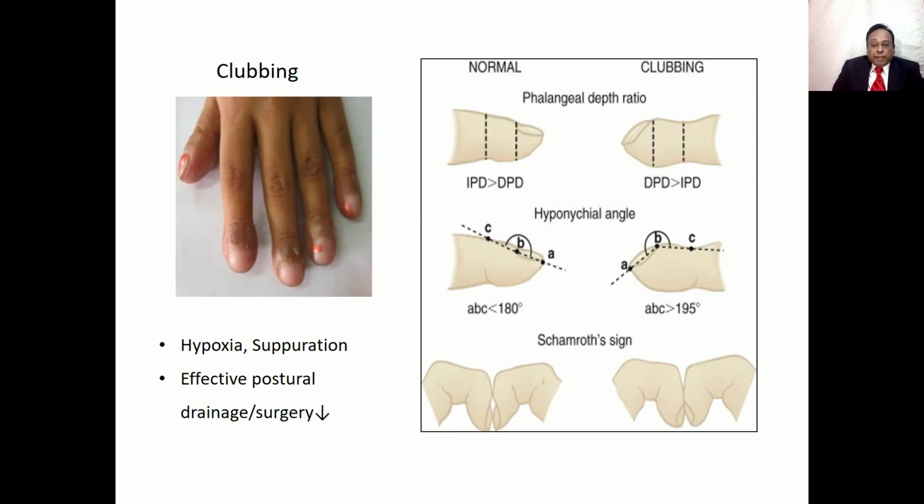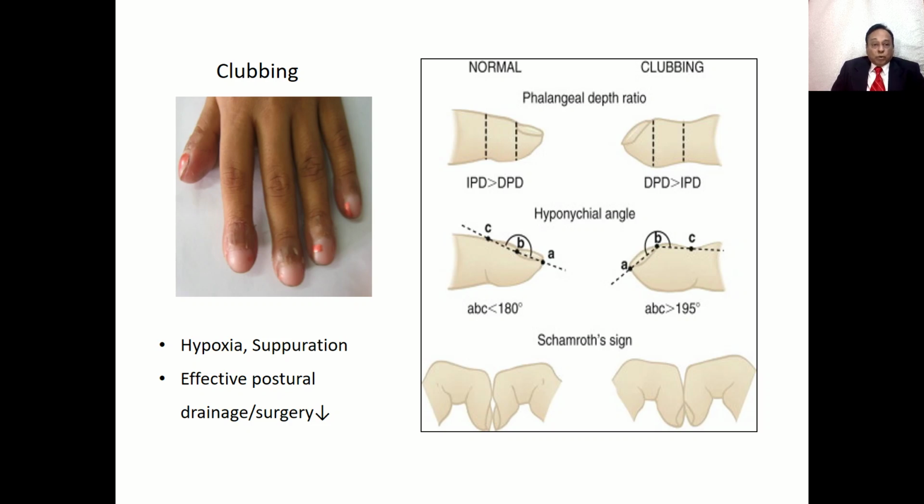I put this slide only for the students, who may prepare for the exam. Clubbing is a reflection of underlying hypoxia or underlying suppuration. That's the reason they ask: will clubbing disappear in bronchiectasis? The usual question. Yes, if you have effective postural drainage, it may reduce, or even after surgery it may reduce. That's the answer.